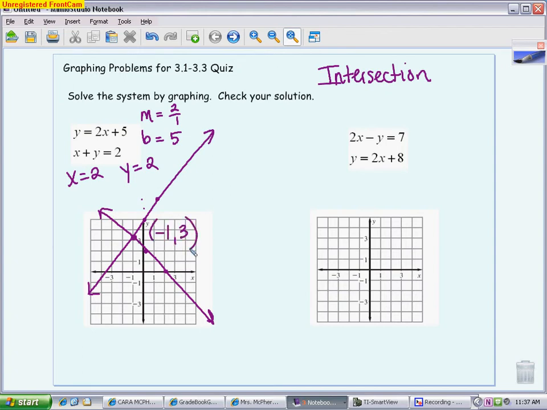Now, what I mean by check your answer is take that point that you believe is the intersection point and plug it back into both equations and make sure it makes them true. You can do this in your head, you can do this on your calculator, but make sure that when you look at that top equation and you put negative 1 in for x and 3 in for y, you get a true statement. You can do that very quickly and say, well, that means 3 equals 2 times negative 1 plus 5, and realize that that is a true statement. You can do the same thing with the other one. Make sure that when you take negative 1 plus 3, you do get 2. So that is the way of checking.